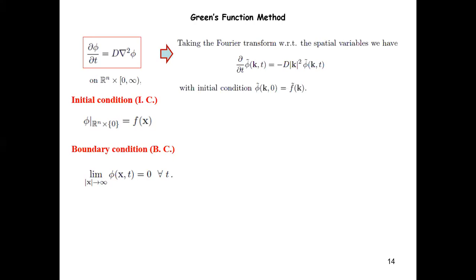In this sense, this Green's function method using the Fourier transform is just a generalization of the separation of variables. Or you can say separation of variables is just a special case of this analysis. Okay, let's go on. I hope this is clear, but if you have any doubts, just let me know.